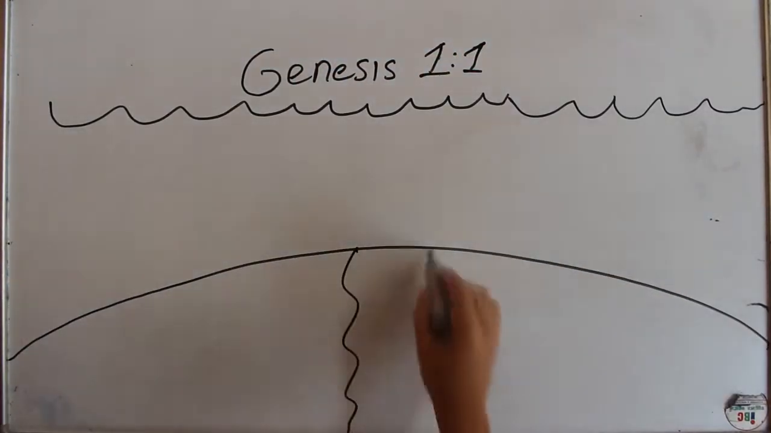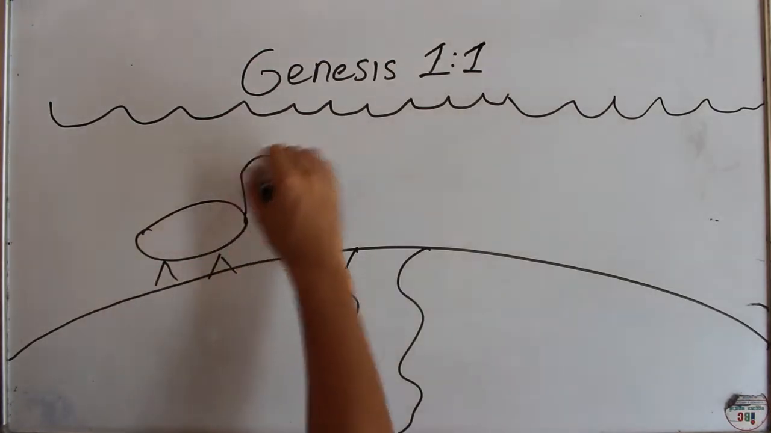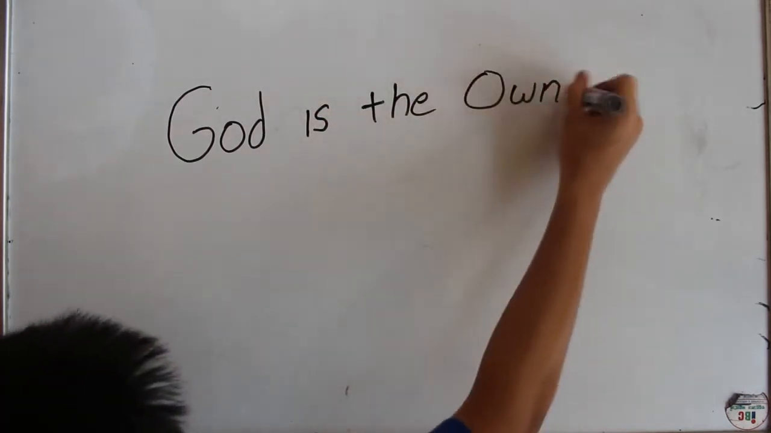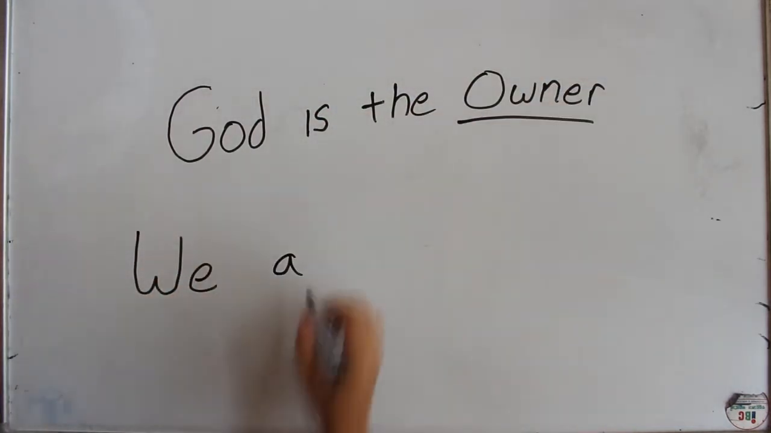Genesis 1:1 says, "In the beginning, God created the heavens and the earth." Therefore, God is the owner of the universe, and we are his stewards.